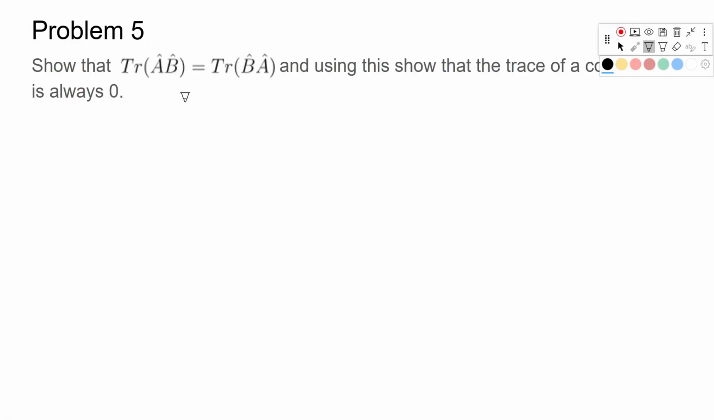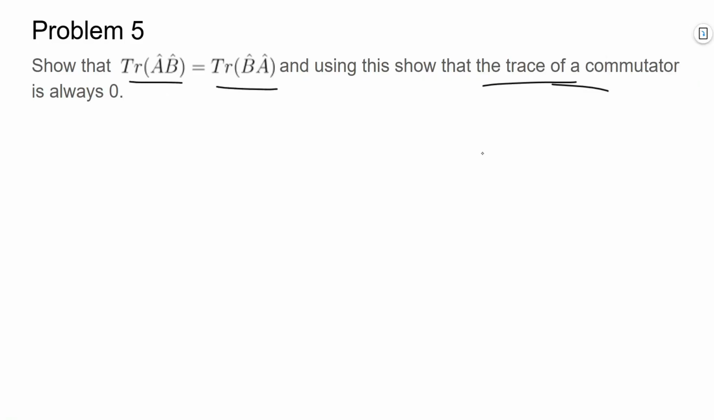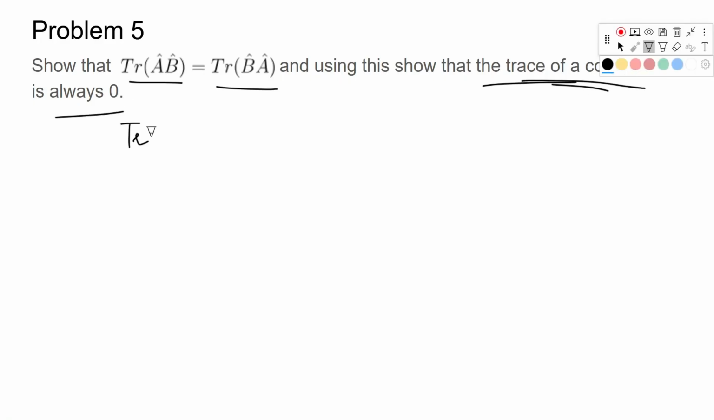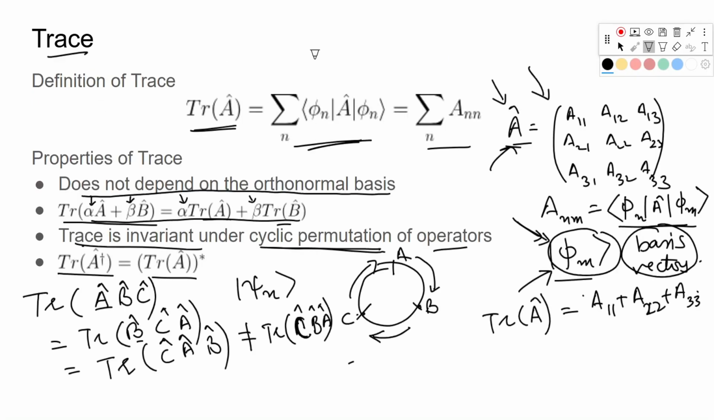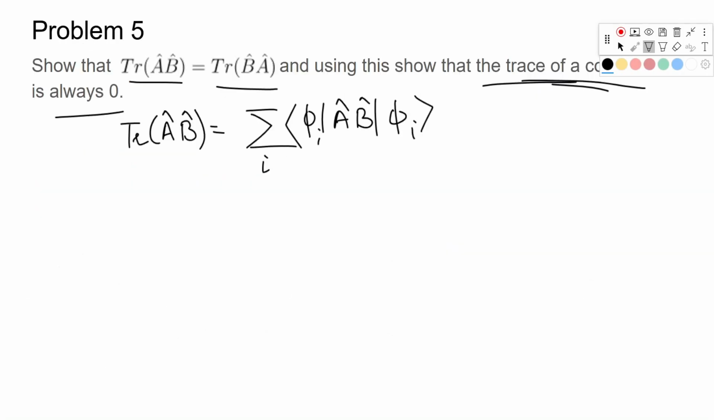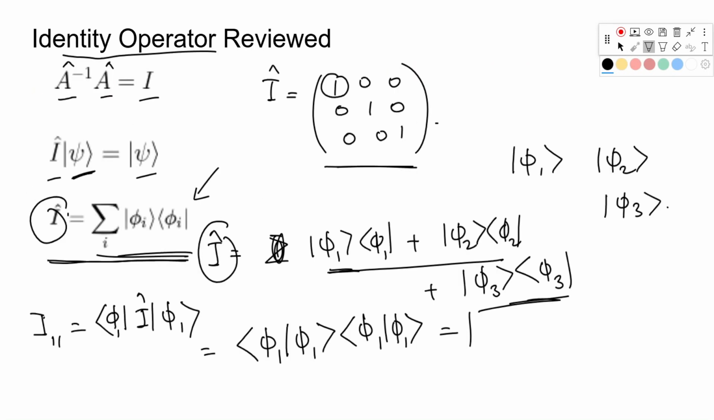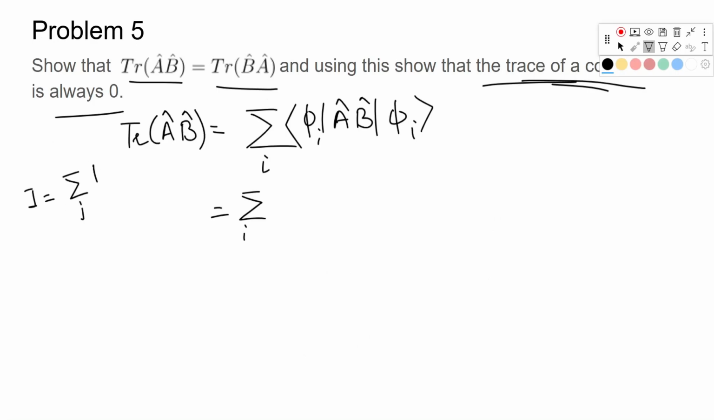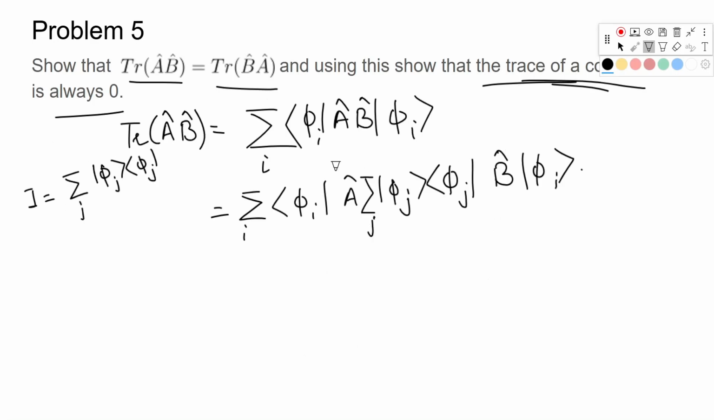slide. Here we are required to show that the trace of AB equals the trace of BA, and we have to show that the trace of the commutator is always 0. So the trace of AB can be written as, you can use this format here, in which phi n are the basis vectors. So this is the trace of AB. Now here we can insert our identity operator in the form given by this. Identity operator is, let's say, with index j. So we can insert it here. This is our identity operator, which we have inserted inside this.